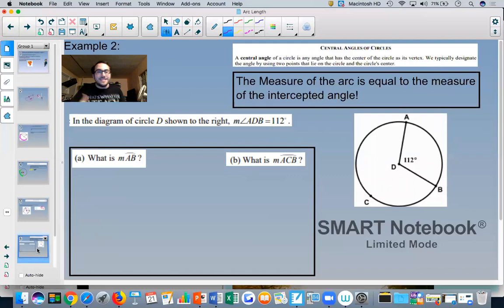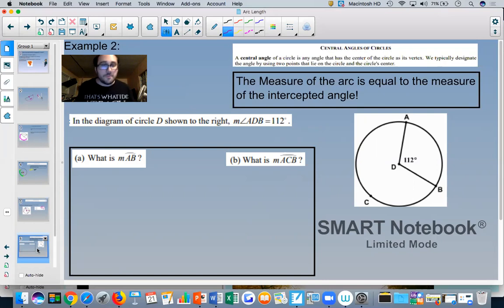All right, let's do now a more mathy one, right? So in the diagram below, circle D is shown to the right, and the measure of ADB is equal to 112 degrees. What is the measure of arc AB? Remember, you always assume it's the minor arc unless they are more specific. And then they're going to ask, okay, well now what's the measure of ACB? Now ACB, remember, that's the major arc because it's telling you 3 points. It's telling you literally how to travel. So pause the video, try to figure it out yourself.